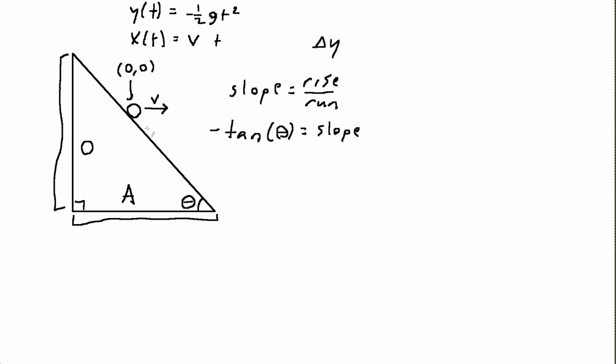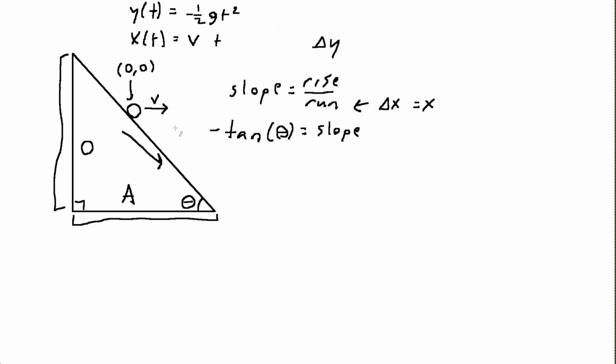So our change in y as we go down the slope is just equal to negative y, or just equal to y, because we started at 0. Wherever we are right now is how far we've traveled. And similarly, our run is our delta x, but because we started at 0, this is just equal to x. So why is this useful?